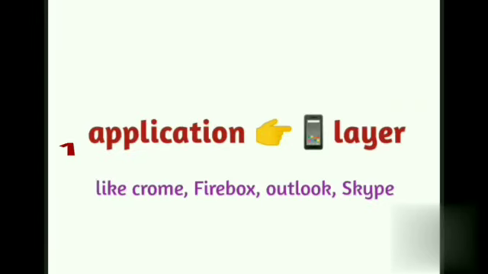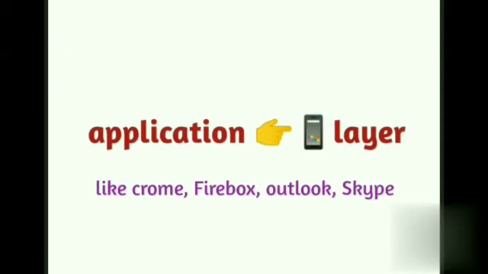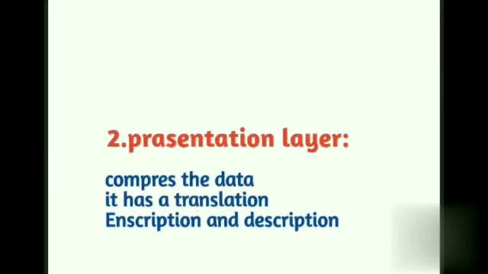The first one is the application layer. It is used by network applications, meaning computer applications that use the internet, like Chrome, Firefox, Outlook, Skype. In the application layer, the process is that it can translate into the machine-understandable language, that is the binary language.